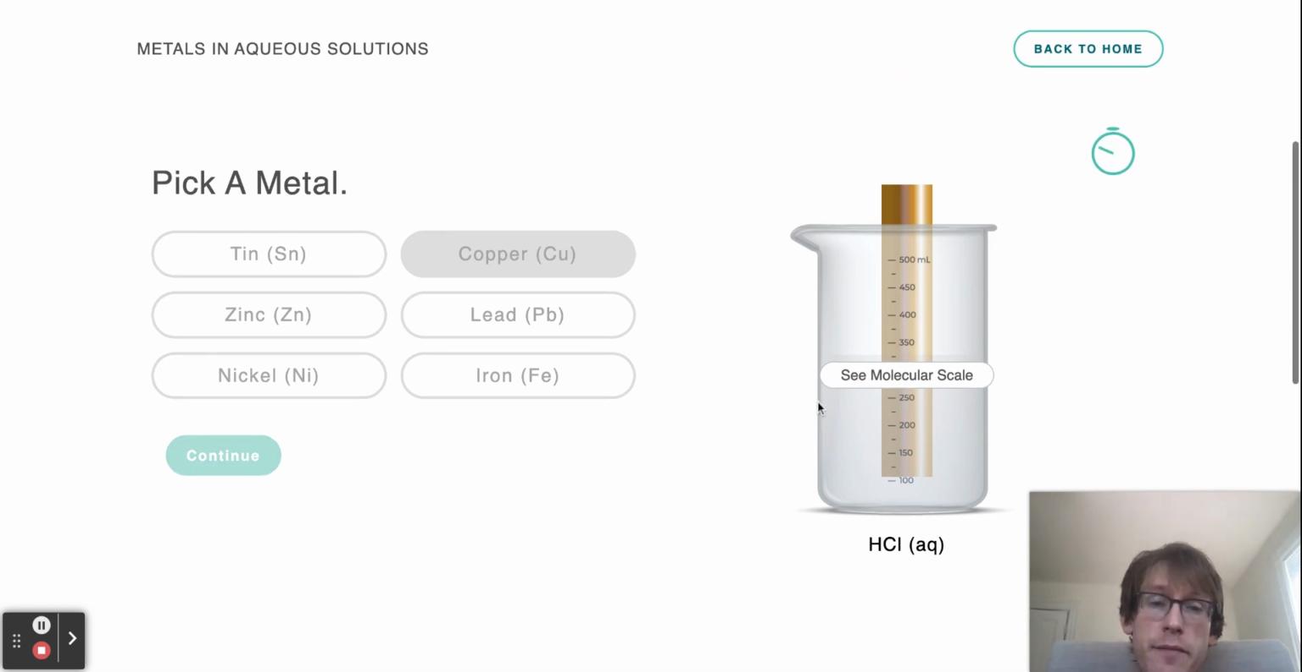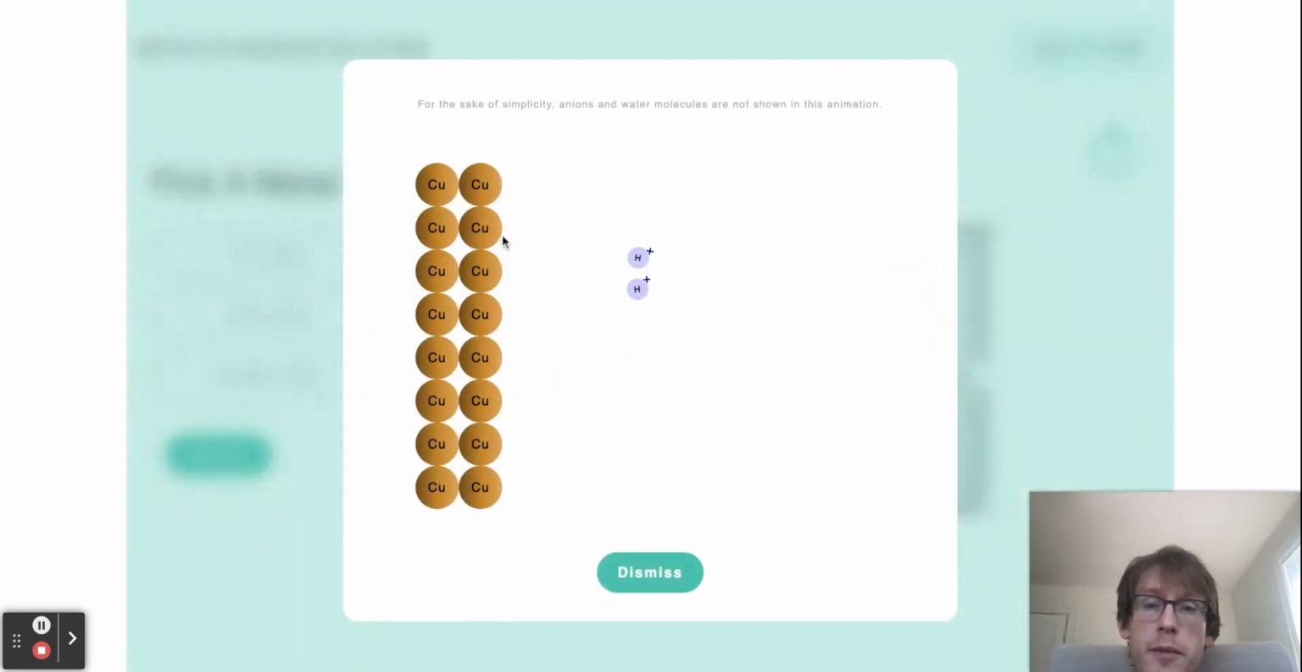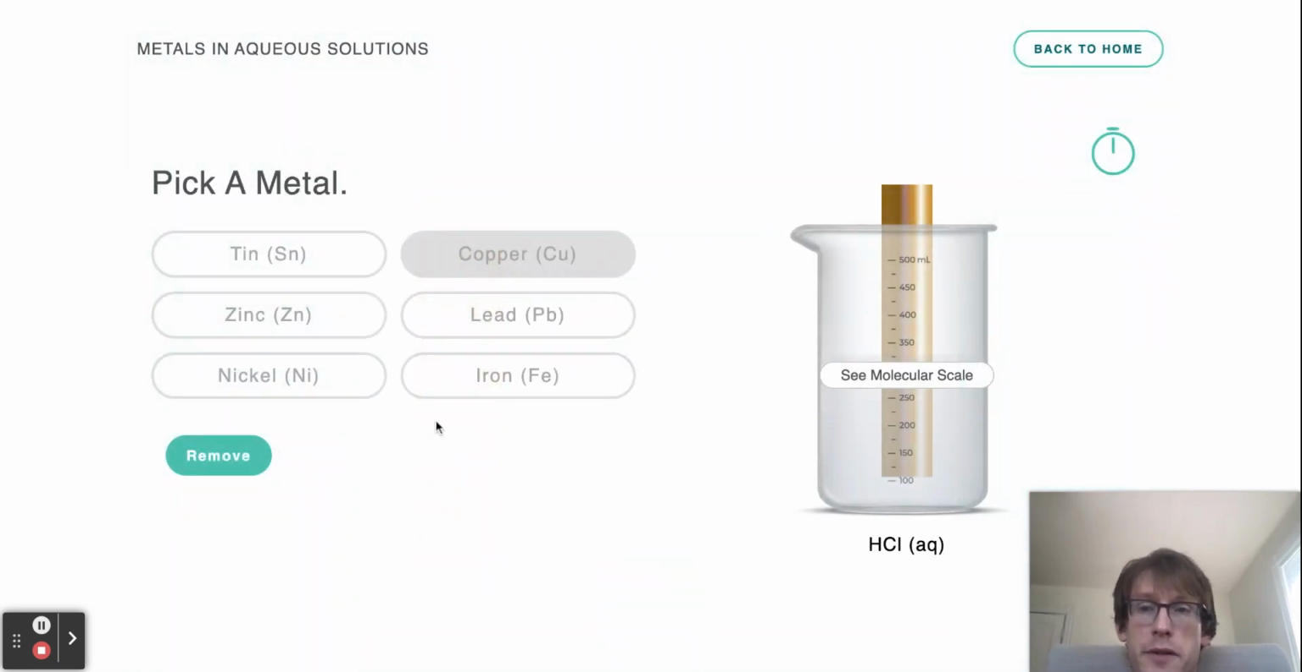is a less active metal, and you can see this copper is not changing. It's not getting smaller. We're not seeing any bubbles. But if I go to the molecular scale, we can understand why. The H plus ions just bounce right off because hydrogen is actually more active than copper. It's higher on the activity series, and the copper simply is unchanged. It does not give up its electrons to become positive and go into solution.